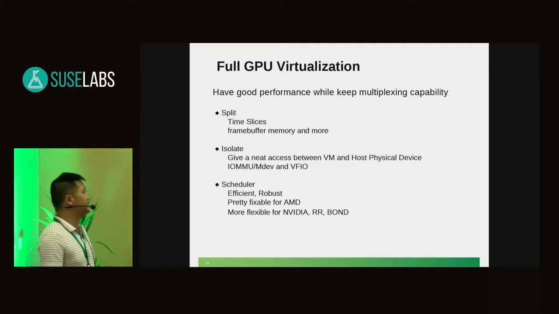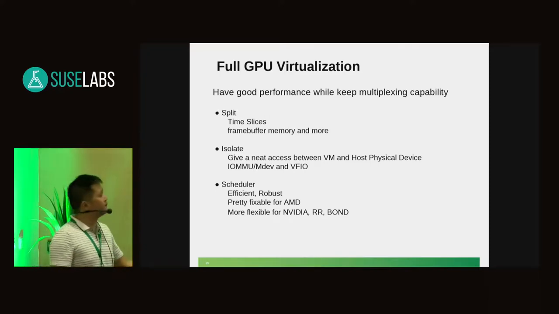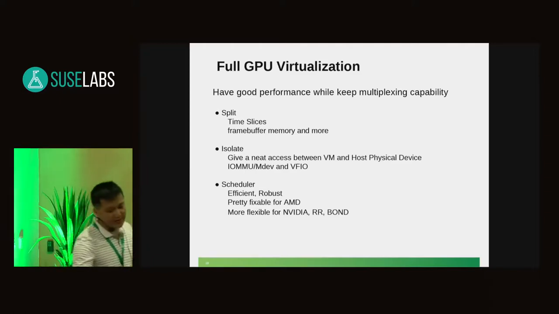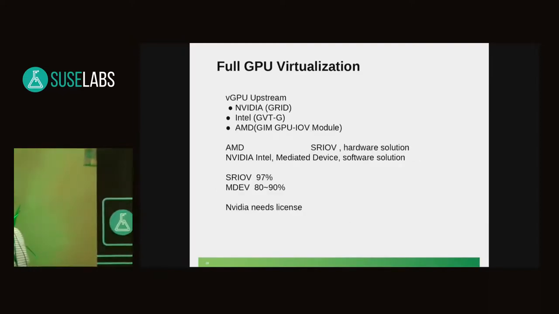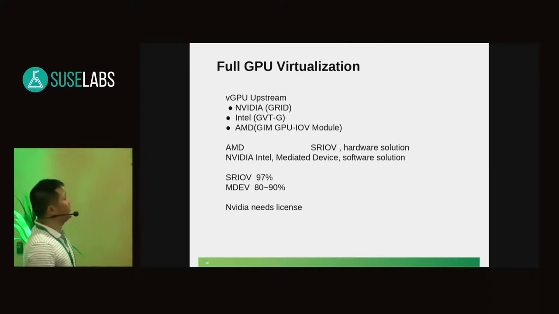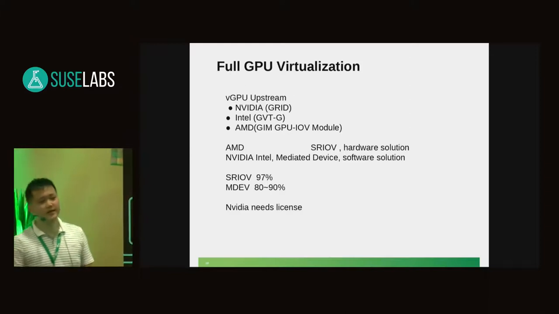For this implementation, it's pretty fixable for AMD because they implemented it in a hardware way, and a little bit more flexible for NVIDIA and Intel, especially for NVIDIA, because they are using a software way. Currently, they're using round robin, just taking turns with credit. There's also another way, which is also in progress. It's kind of a to-do for them. So yes, the vendors are NVIDIA, Intel, and AMD, and it's quite in demand recently.